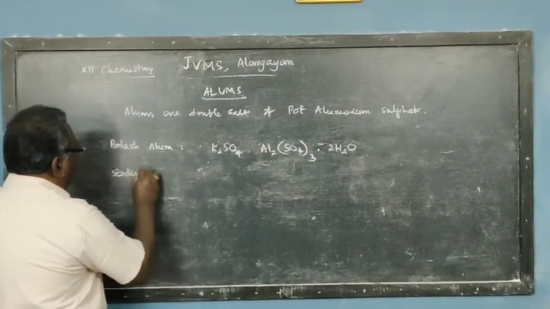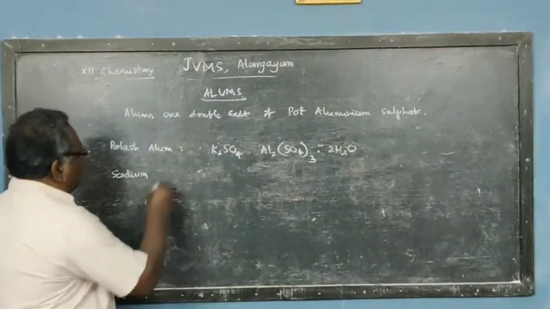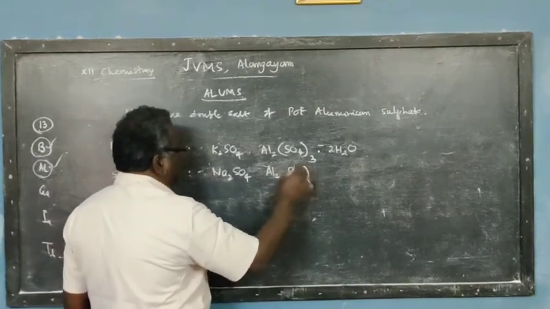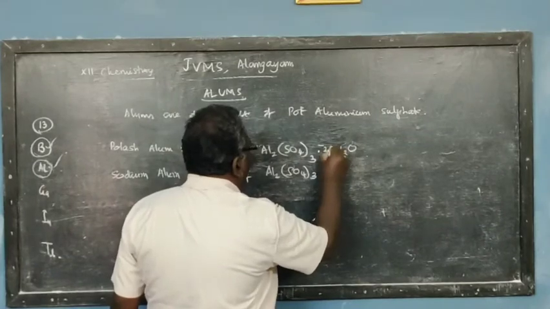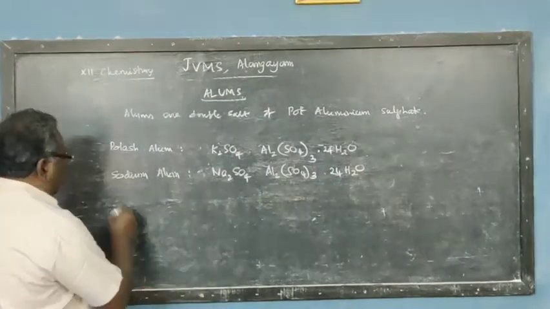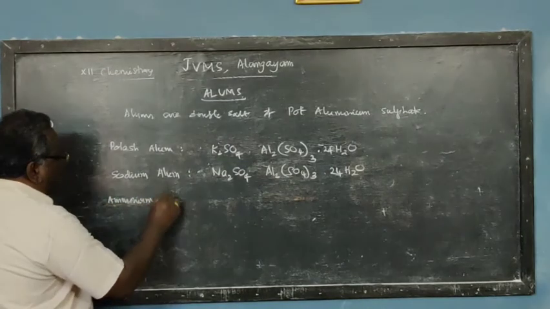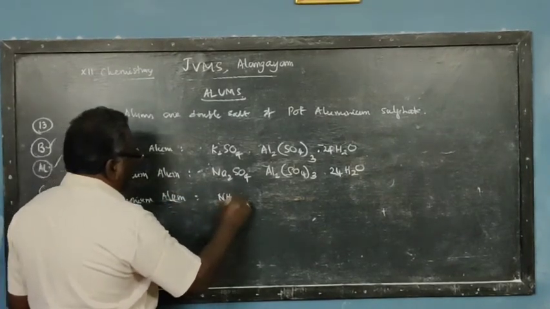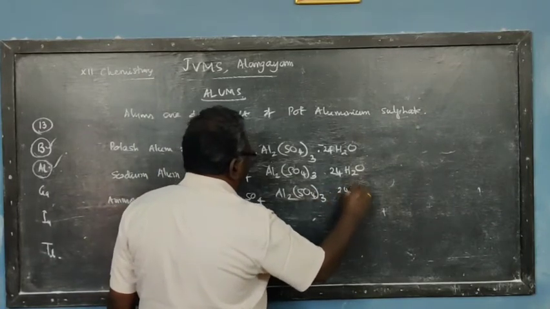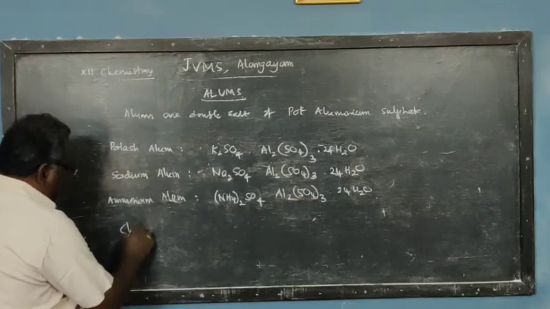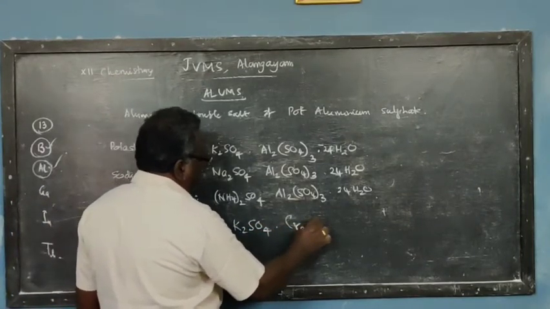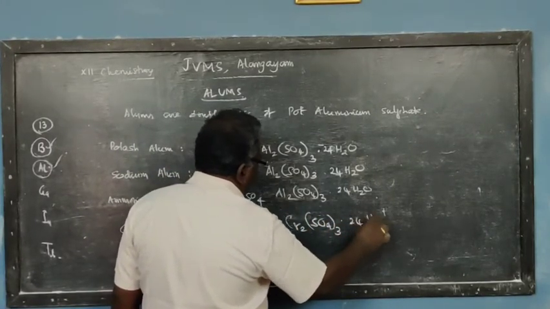Then we have sodium alum. Sodium alum will have almost the same formula. It is Na2SO4, Al2(SO4)3 with 24H2O. This is sodium alum. Then ammonium alum. Ammonium alum will be ammonium sulfate with aluminum sulfate and 24H2O. Then chrome alum. Chrome alum is potassium sulfate and chromic sulfate with 24H2O.